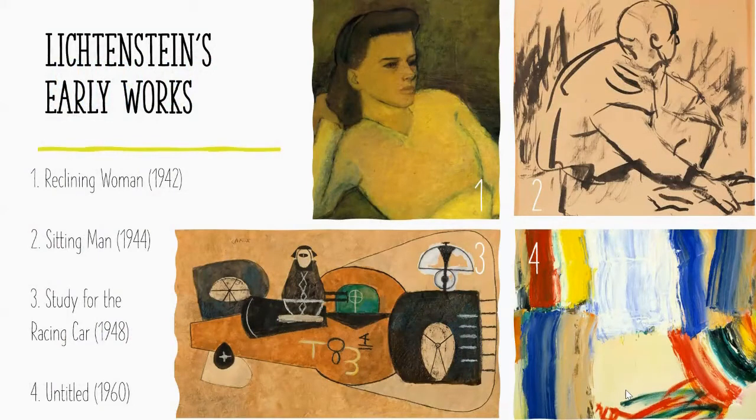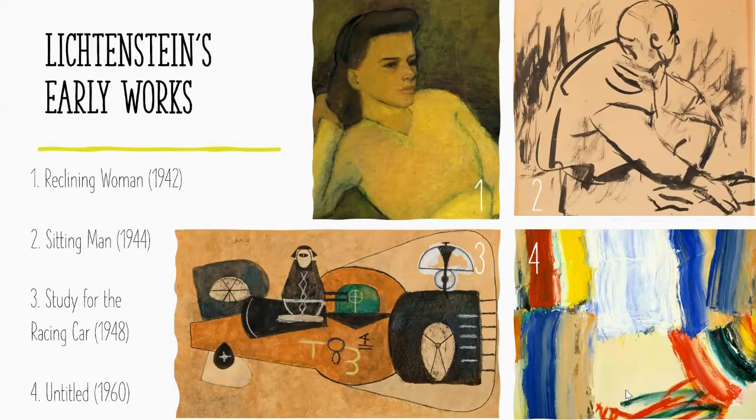Lichtenstein's early works weren't pop art, at least they didn't look that way. He worked in a pretty traditional style. Looking at some of his earlier works like Reclining Woman, or maybe that second artwork here, Sitting Man, we just see line contour drawings and ink work. It doesn't look like the pop art that we know today.